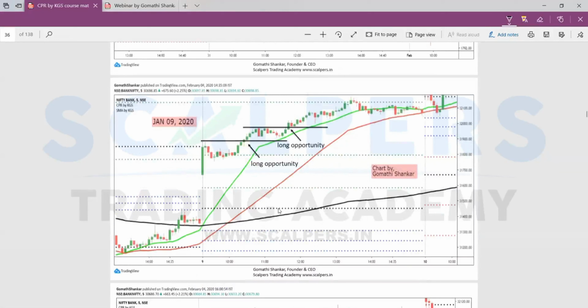This is an example for a long opportunity. Look at the RTP. This is a rising RTP. In a rising RTP, see the candles are breaking the day high. Where is the day high? The first two candles' high is called the day high. When the day high is broken, you can go for a long. Once again, day high is broken, you can go for a long. So each and every time when the day high is broken, you can go for a long.